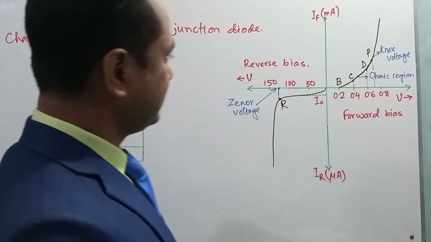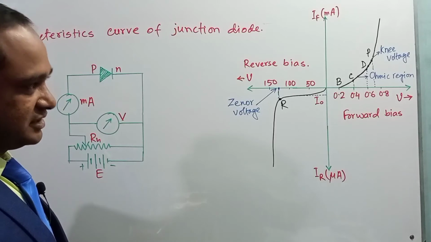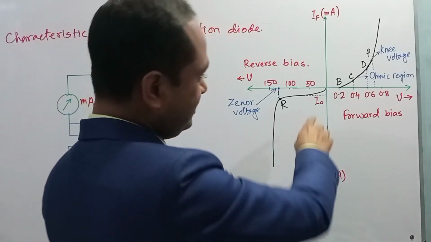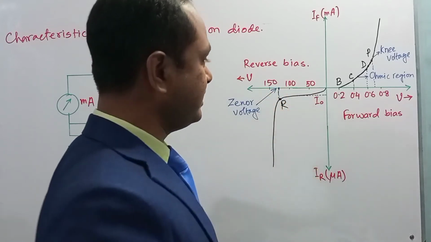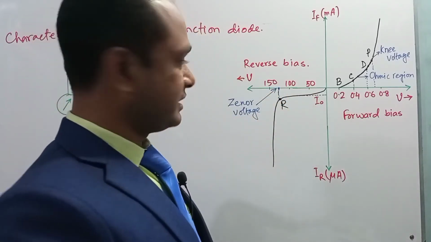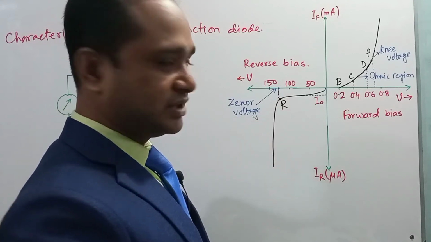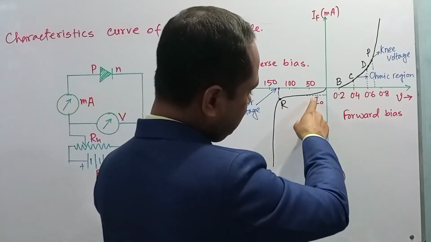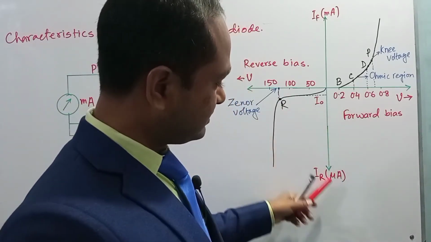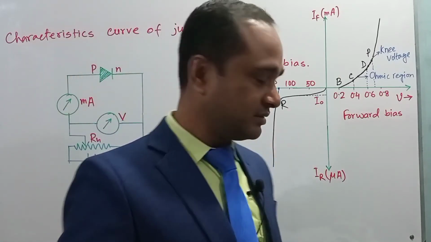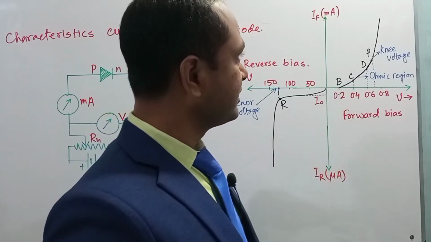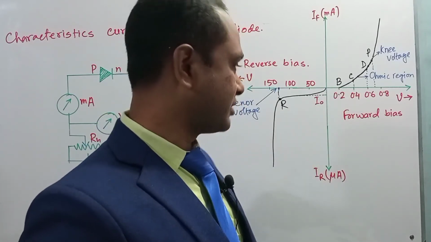Now we can see the characteristics for the reverse bias. In the reverse bias you can see for the higher voltages, that is 50 volt, 100 volt, 150 volt, the current will be very small. That is, the current obtained in the reverse bias is in microamperes. That is 1 by 1000 times the value of current in the forward bias.